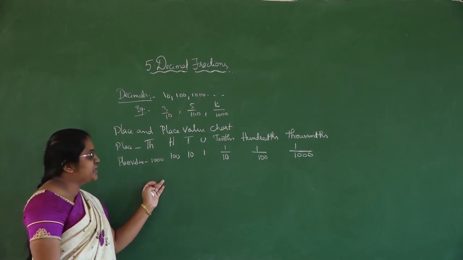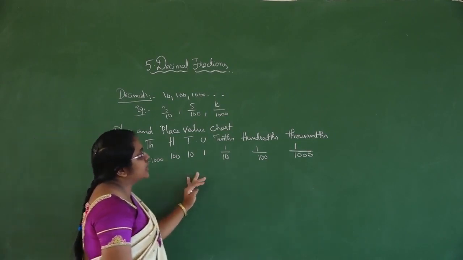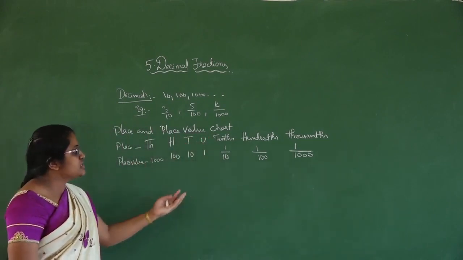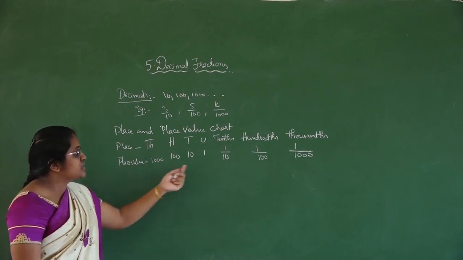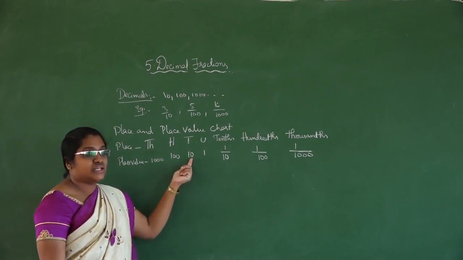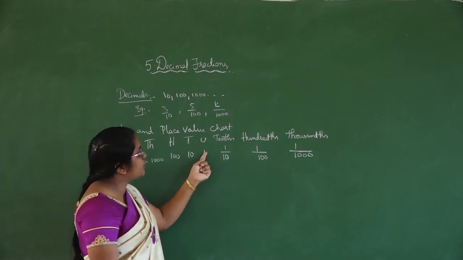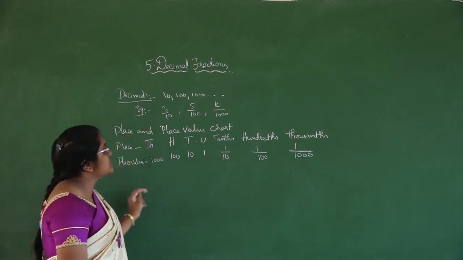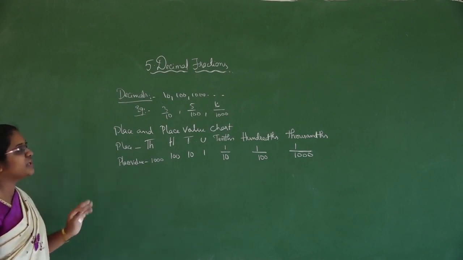So what I observe from this is, when you move to the left side, the value increases 10 times its immediate right, and when you move to the right side, the value becomes 1 by 10 times. See here 1 and here 10, it increases 10 times. 10, 100, 10 times. Now see here, it is 1 and it is 1 by 10. This is the place and place values of the decimal system, decimal fractions.